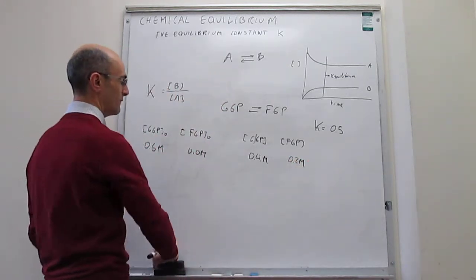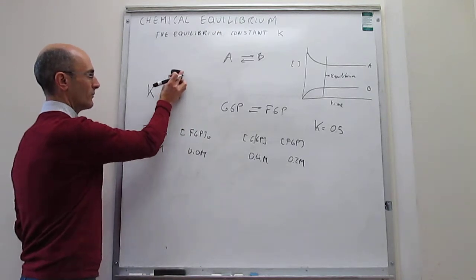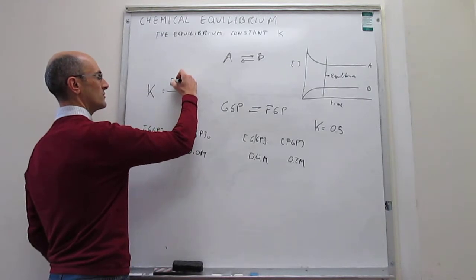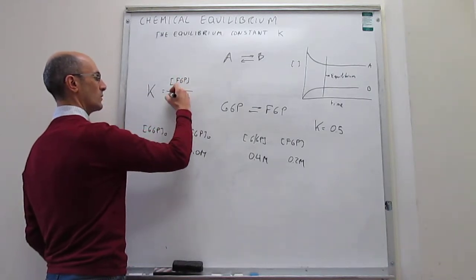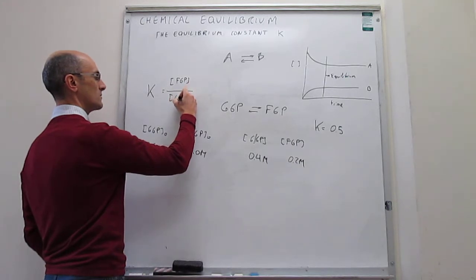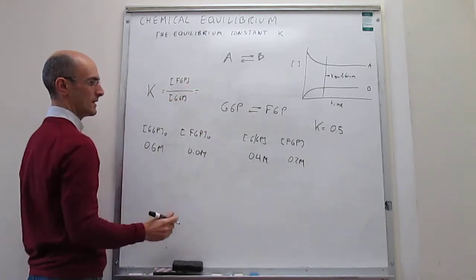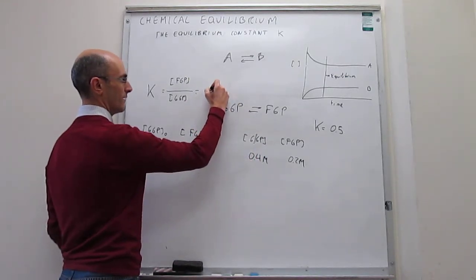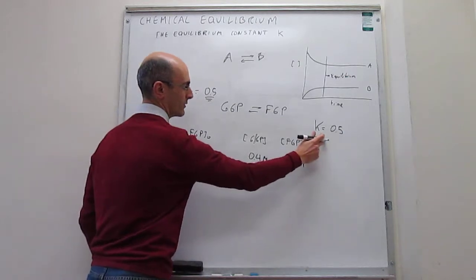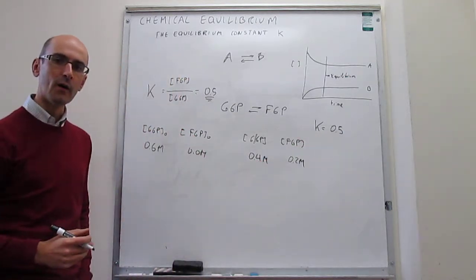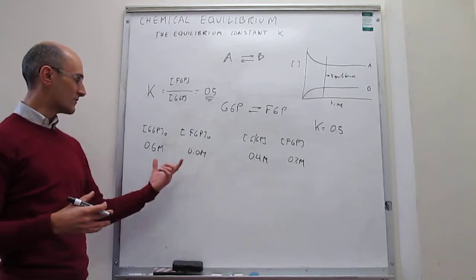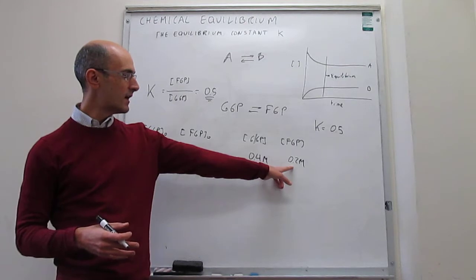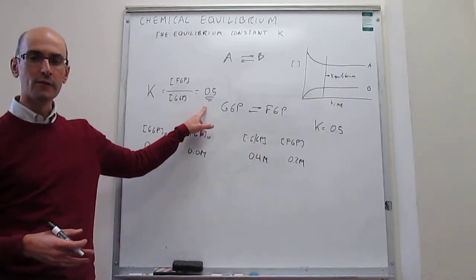Okay, the reason is that for this particular reaction, the equilibrium constant has to be equal to the ratio of the concentration of products, which is fructose 6-phosphate at equilibrium, over the concentration of reagents, glucose 6-phosphate. Okay, and notice that 0.2 over 0.4 is 0.5. That is the value of the equilibrium constant. So this is one example of how, for a particular set of initial concentrations of reagents and products, you actually end up with concentrations that give you the actual value of the equilibrium constant.